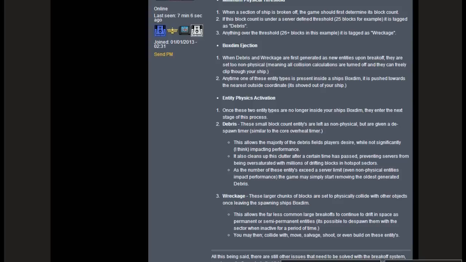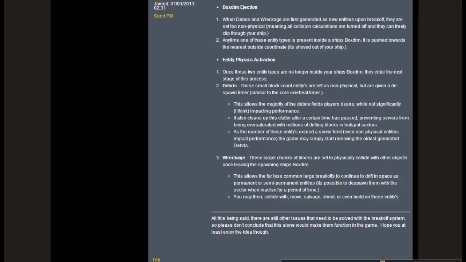For debris, these small block count entities are left non-physical, but are given a despawn timer, similar to core overheat. This allows the majority of the debris that people want, while not significantly impacting performance. This also cleans up clutter after a certain time period has passed, preventing servers from becoming oversaturated with millions of drifting blocks. As the number of entities exceeds a server limit, the game may simply start removing the oldest generated debris.